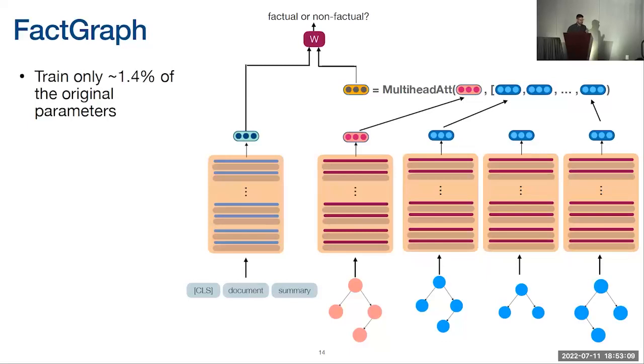This is the overall view of the architecture. We have the text encoder on the left-hand side, and we have the graph encoder, where we encode each graph independently and generate a representation of each graph. We use multi-head attention to generate the final structure representation from those semantic representations, and we concatenate both to classify if the summary is factual or not. We only train 1.4% of the original parameters of the encoder.